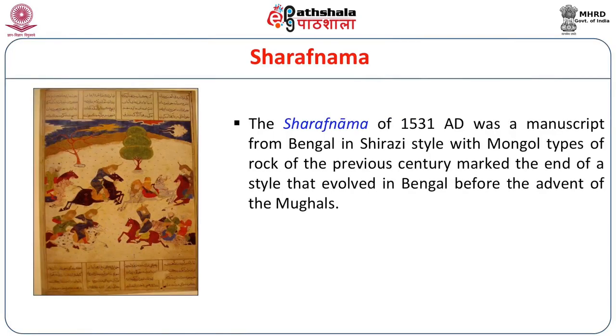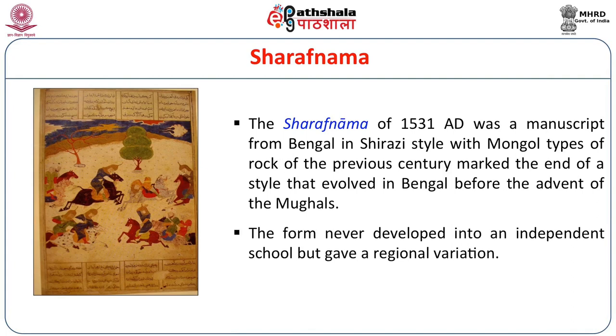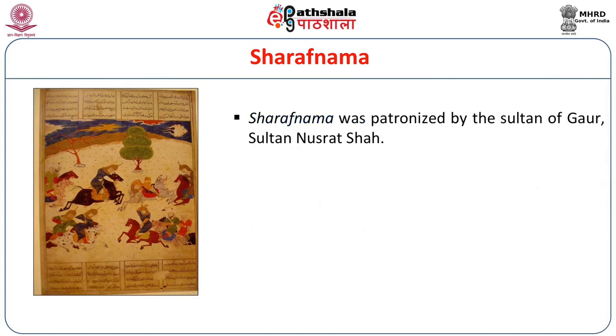In the next section, we discuss the Sharafnama, which was illustrated in 1531 and came from Bengal in Shirazi style with Mongol type of rocks of the previous century, and marks the end of a style that evolved in Bengal before the advent of the Mughals. The style never developed as an independent school, but remains an offshoot of the Persian school. The Sharafnama was patronized by the Sultan of Gaur, Sultan Nusrat Shah.